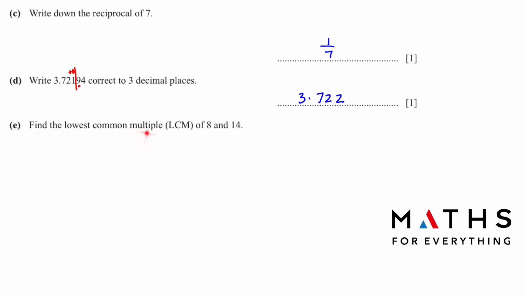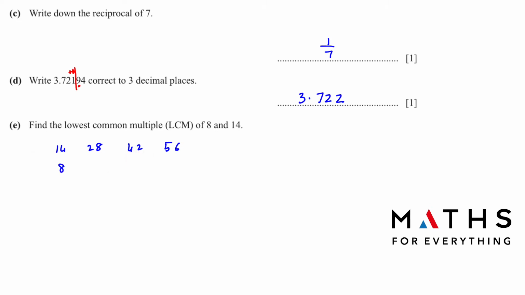Part E, find the lowest common multiple of 8 and 14. There are many ways to solve this question. To find the LCM, I'm showing you the basic, very easy one. So write down the 14 times table. I'm starting with the big number first. 14 times 1 is 14, 14 times 2, 14 times 3, 14 times 4, till... Do you see any number which is divisible by 8? 56 is, so we stop there.